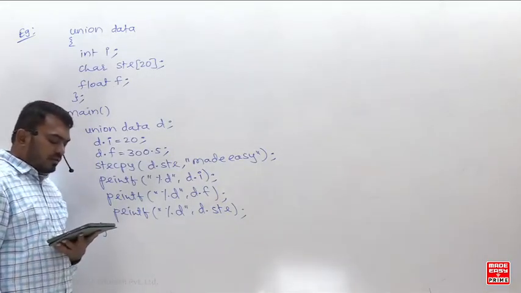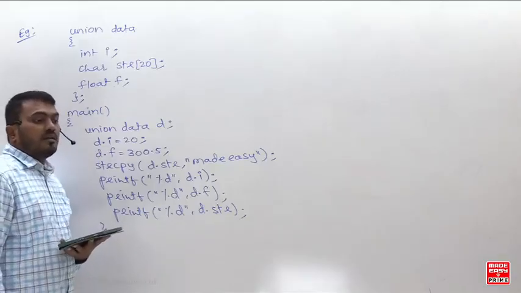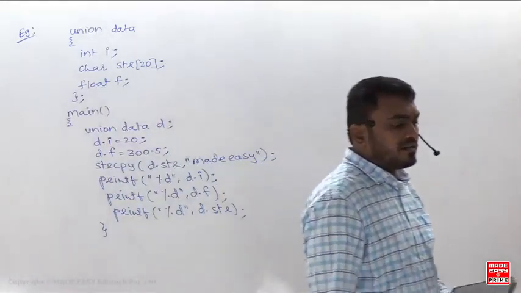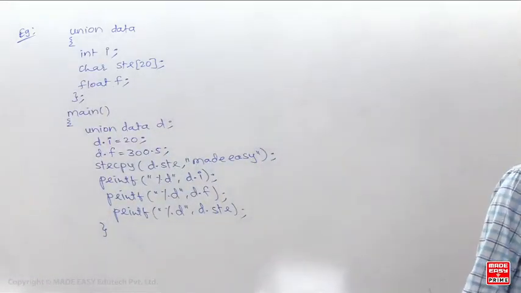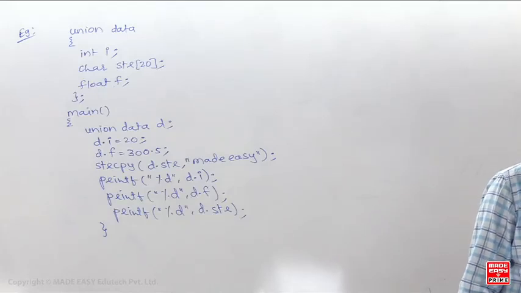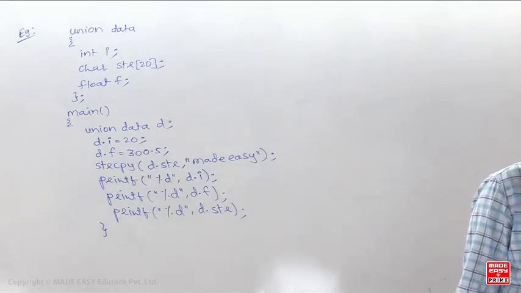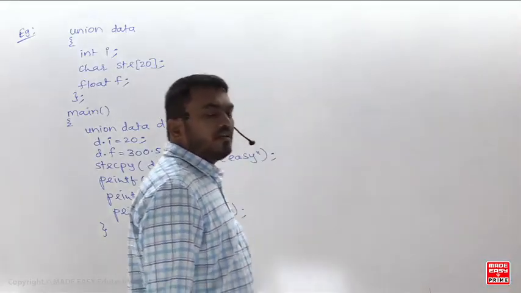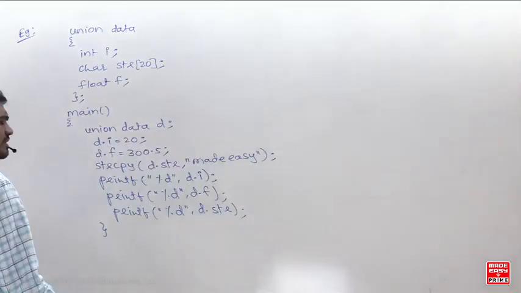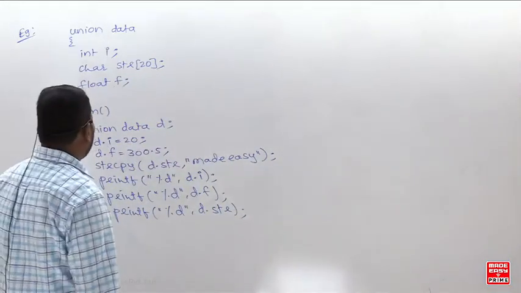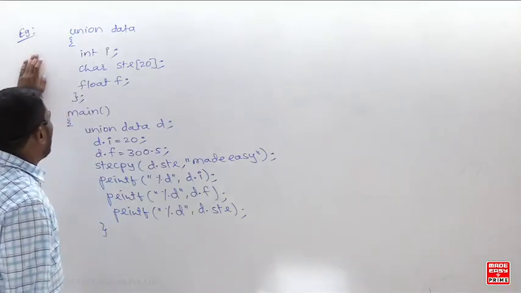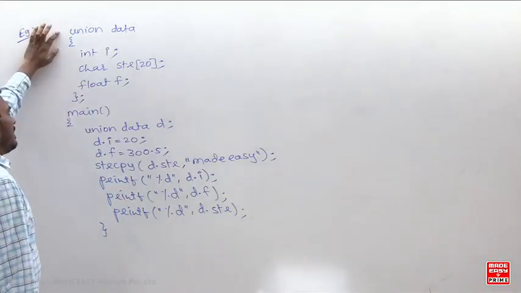Now the size of the union will be what? Maximum size of the member variable. Okay, understand here. Right. So understand carefully. It's okay, right? Don't worry about the timings and schedule. Everything will be informed to you. Right. Understand here. Union.